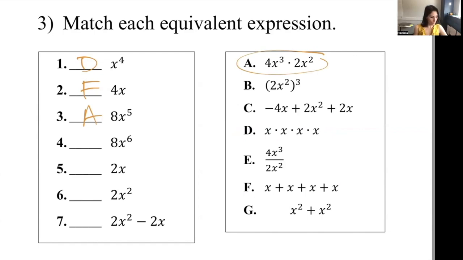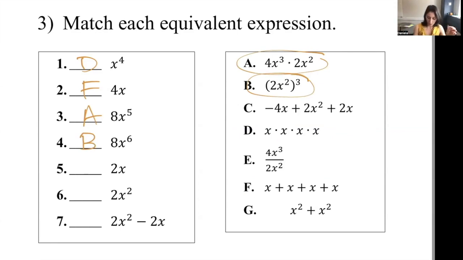So number 4, that is going to be B. 8 times x to the 6th, that's going to be B. What happens? That's the power rule versus part A. That's the product rule. You add the exponents. The power rule is you raise it to a power of 3. So you're actually going to multiply the exponents.